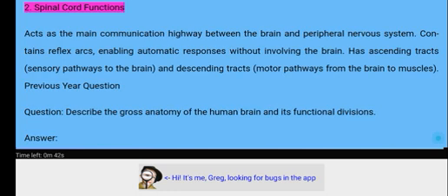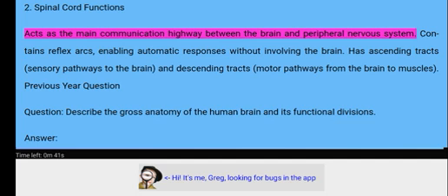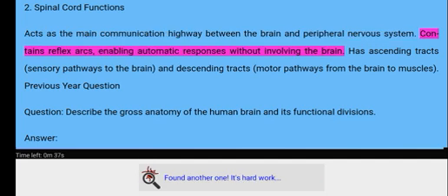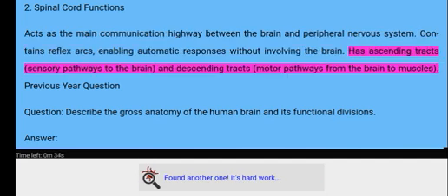2. Spinal cord functions. Acts as the main communication highway between the brain and peripheral nervous system. Contains reflex arcs, enabling automatic responses without involving the brain. Has ascending tracts (sensory pathways to the brain) and descending tracts (motor pathways from the brain to muscles).